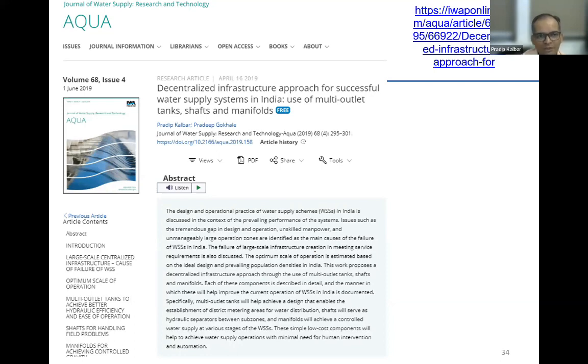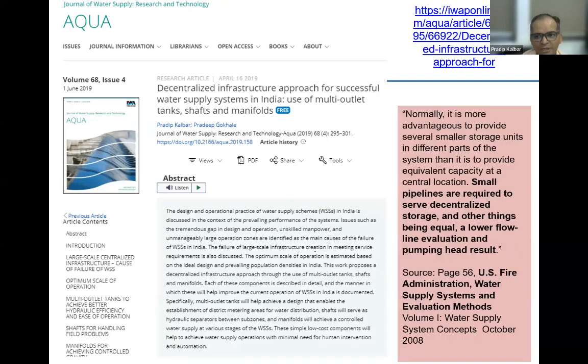And many people will not believe that, okay, I'm recommending, or somebody from India is recommending, so it's not following. Even the US Fire Administration Water Supply Guideline clearly writes small pipelines are required to serve decentralized storages. It is more advantageous to provide several smaller storages. So we have to follow this particular model if we have to come out of this particular vicious cycle. Else we will be talking about the same thing of creating large tanks.